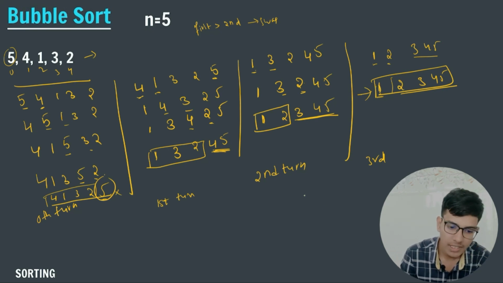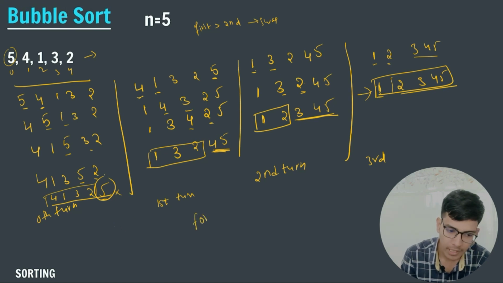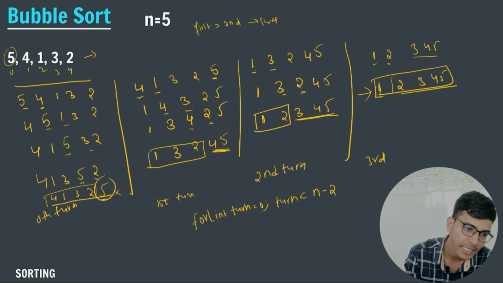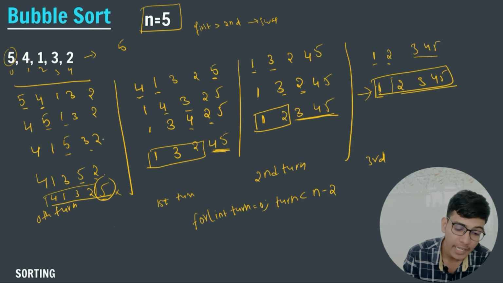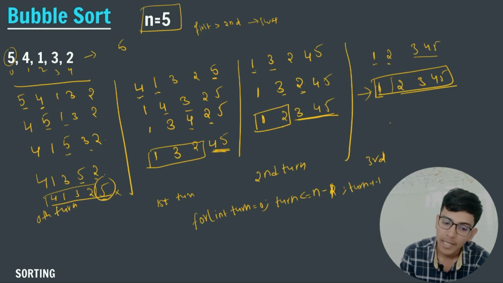So the pseudocode for this is, you can see that I am running a for loop, for int turn equals 0. After that, turn should be less than n minus 2 times. Here the total elements are 1, 2, 3, 4, 5, so n equals 5. How many times am I running? I'm running my loop 4 times, so n minus 1. Sorry, turn should be less than or equal to n minus 1. After that, I'm doing turn plus plus.